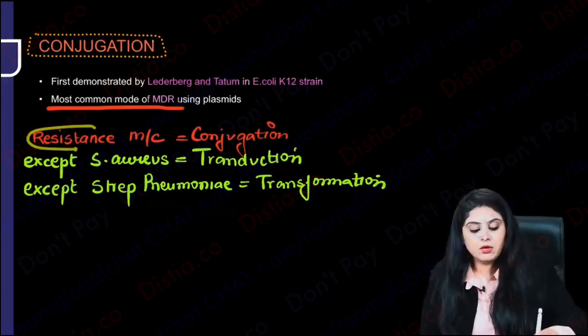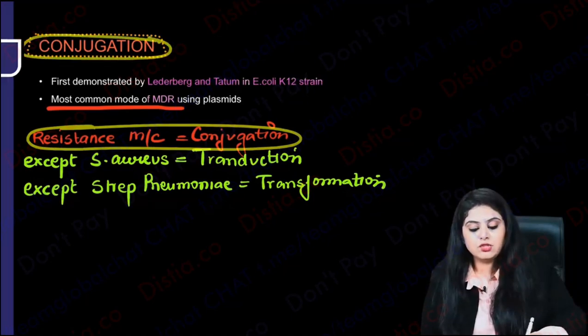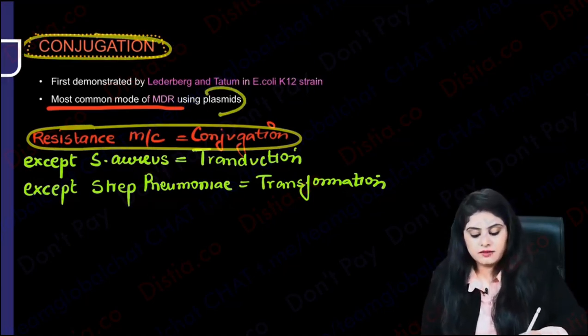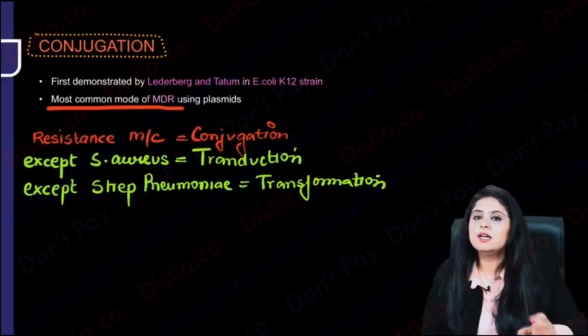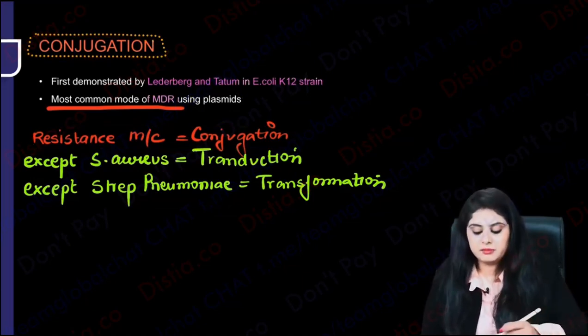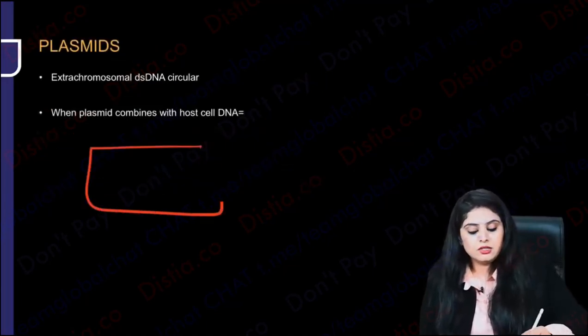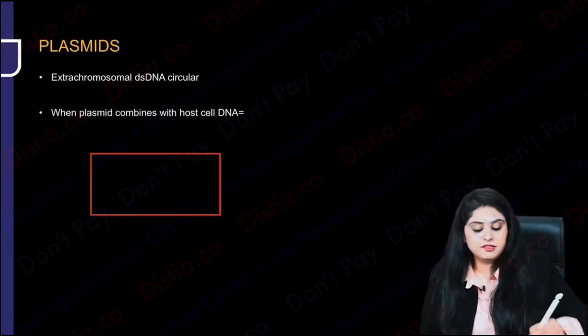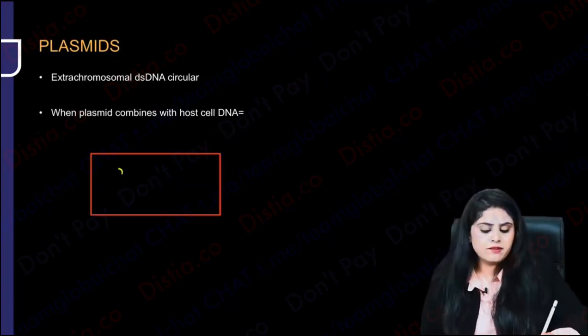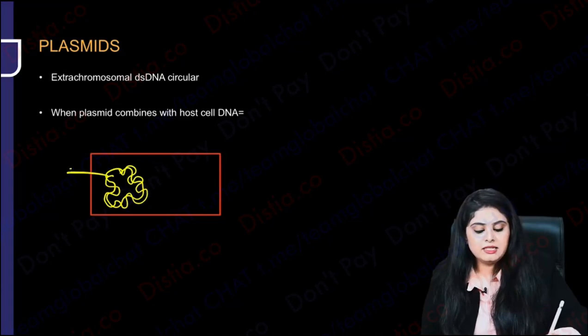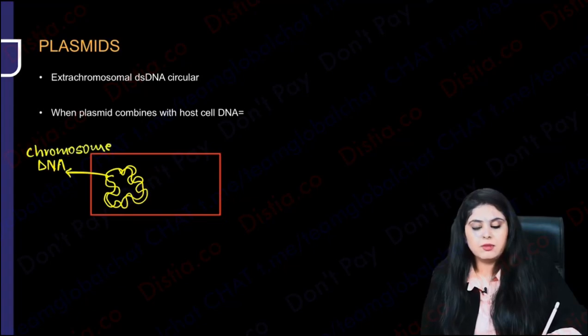So for now let's come down to the most common method, and that is conjugation. Conjugation will occur when it involves something called a plasmid. So first, let's understand the meaning of plasmid. This is what you know for a plasmid. Let me draw a particular bacteria over here. If this is a bacteria, guys, have I already told you every bacteria has what kind of DNA? It has a circular double-stranded DNA. This is the main DNA, or the main chromosome that every bacteria has. I'm not talking about this.